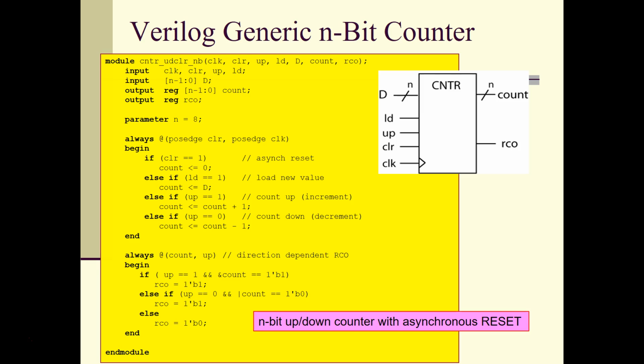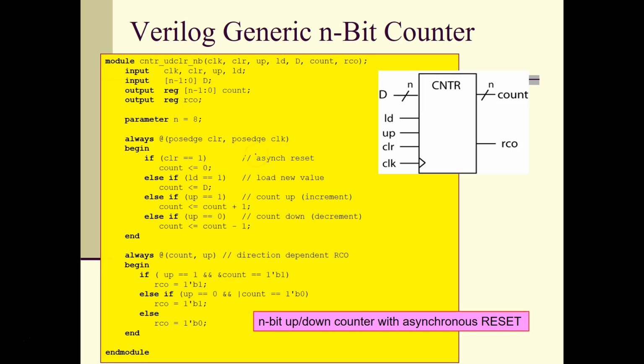By the way, the code is drawn, it has an asynchronous clear here. You can see that the clear is the first value in this process here. So this process, because I use the posedge and a negedge, is going to induce a sequential circuit, which is what I want. A counter is a type of register, but the fact that clear comes first is what makes it an asynchronous clear. It's not waiting for the clock edge. All the other inputs are sensitive to the clock edge.